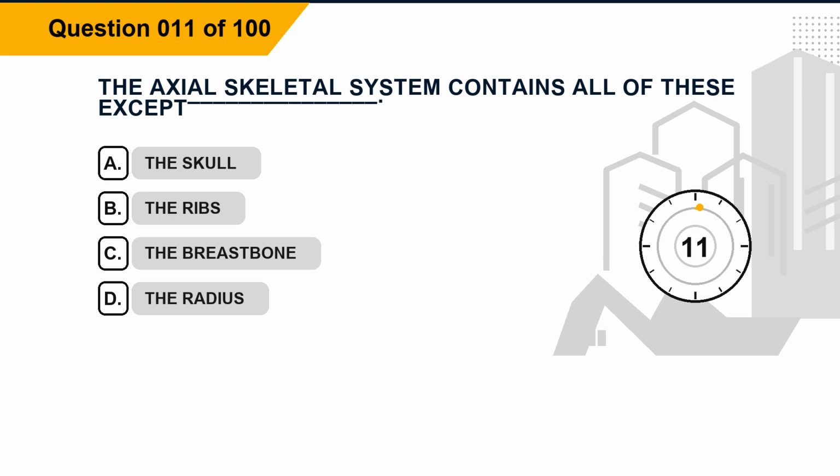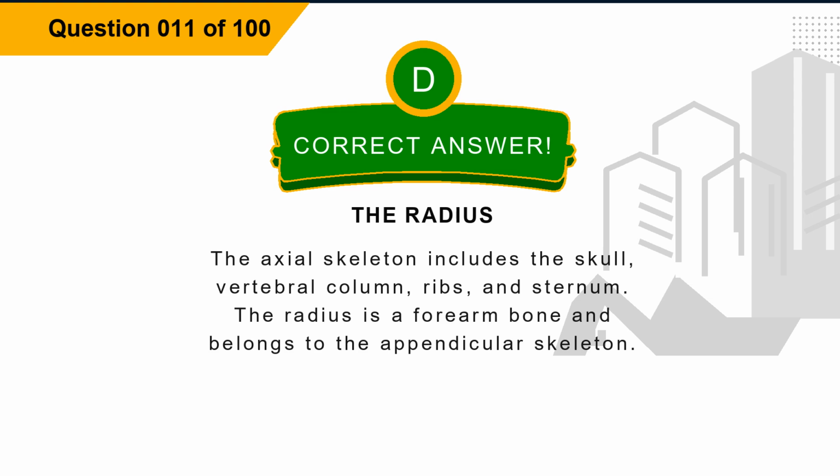Question 11. The axial skeletal system contains all of these except blank. Option A, the skull. Option B, the ribs. Option C, the breastbone. Option D, the radius. The correct answer is option D, the radius. Explanation. The axial skeleton includes the skull, vertebral column, ribs, and sternum. The radius is a forearm bone and belongs to the appendicular skeleton.